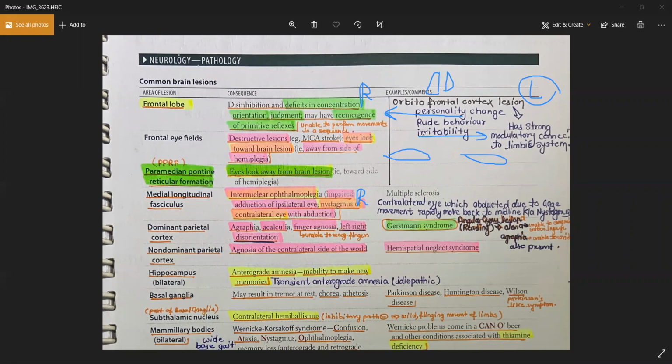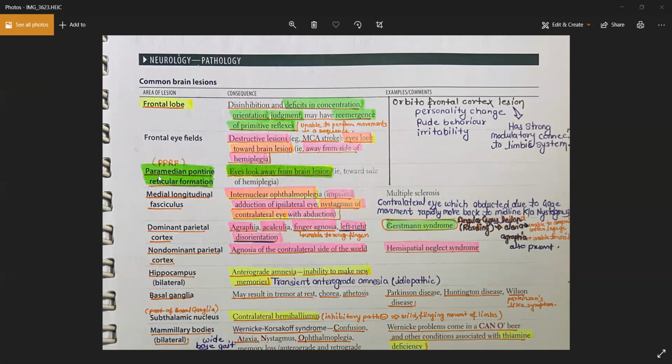So just remember the frontal eye fields. If the right side gets activated, it will make the eyes look on the left side. If the left side gets activated, it will make the eyes look on the right side. So whenever the lesion happens, the eye will deviate towards the side of the lesion. And why this happens, we will discuss in the ophthalmology section later. Just know this for now.